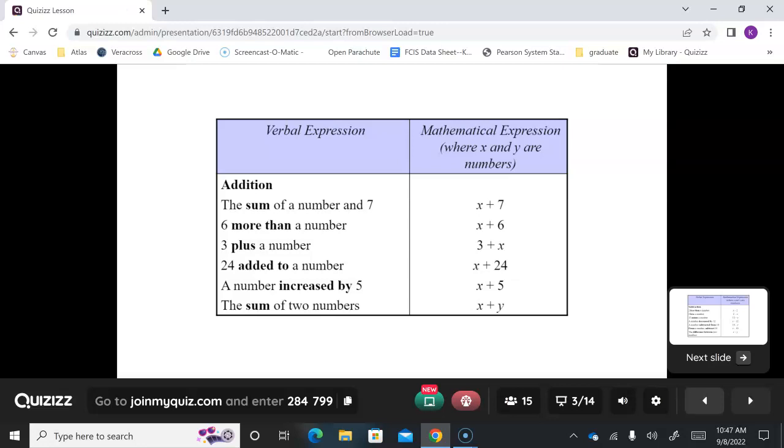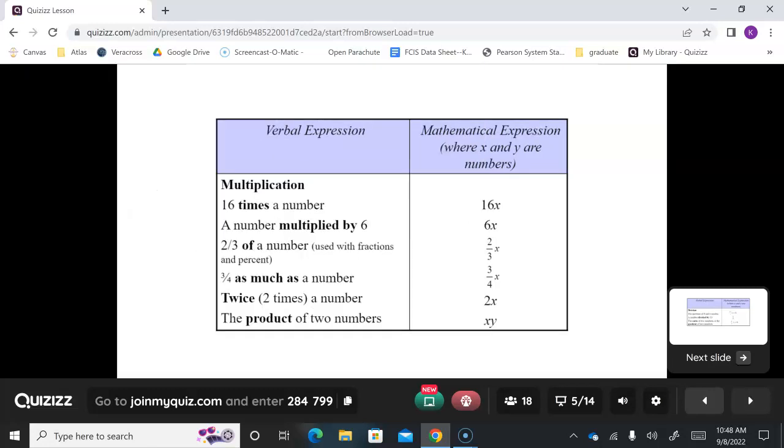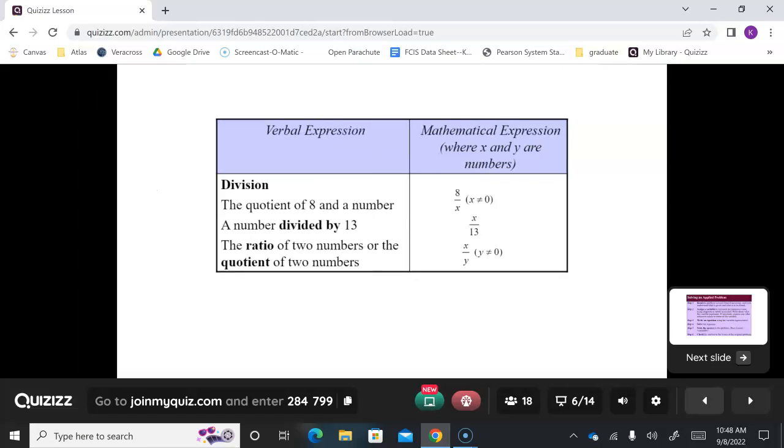Sum of a number and 7 being addition, increased by is being addition, sum of 2 numbers. Same thing with subtraction, decreased by, subtracted from. Notice the difference between a number decreased by 12 and a number subtracted from 10 and how that changes the order of the numbers. Paying attention to those. Also got lists for multiplication and for division.